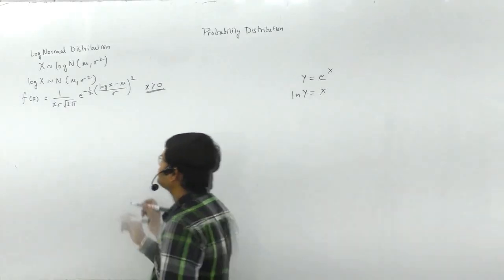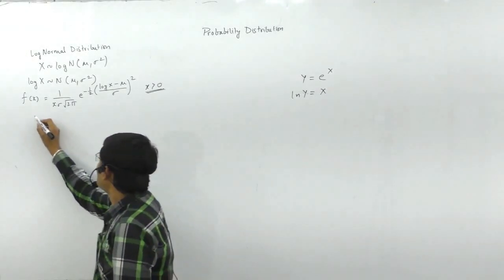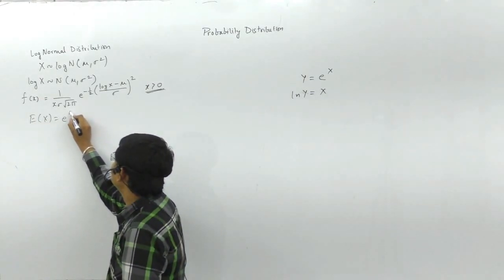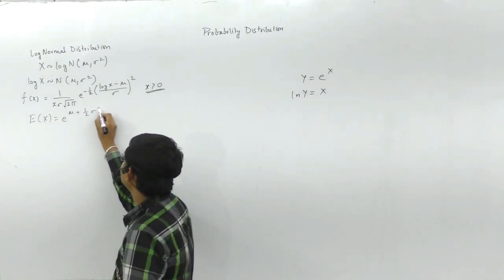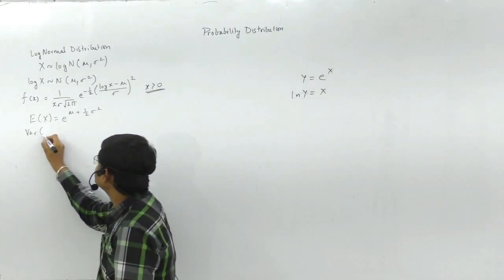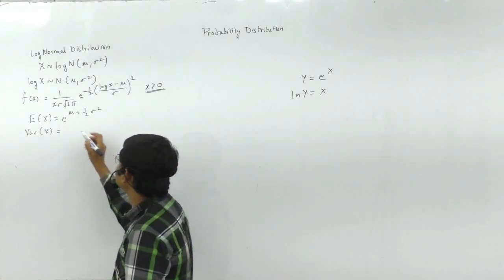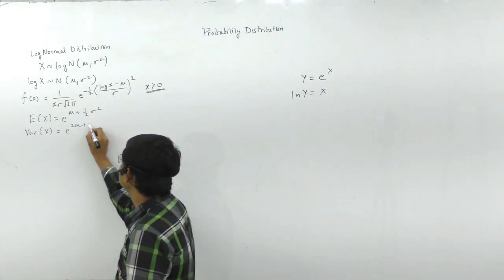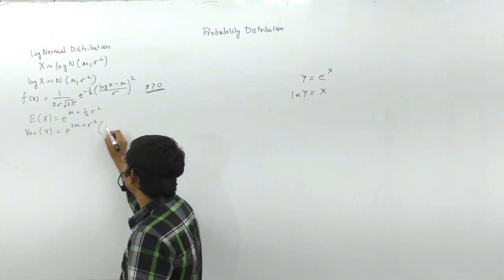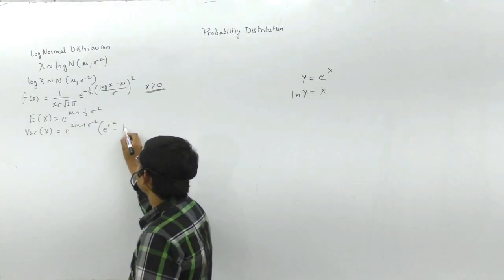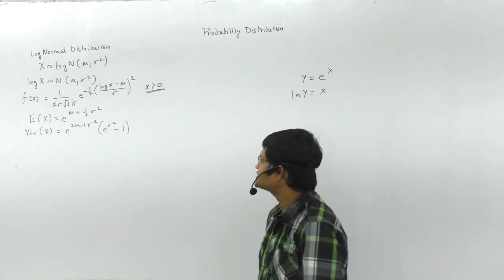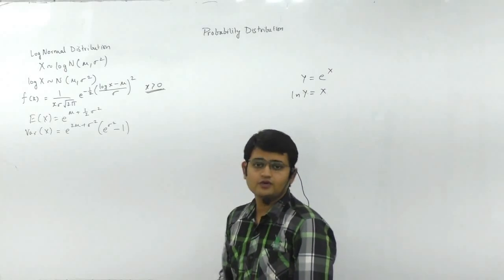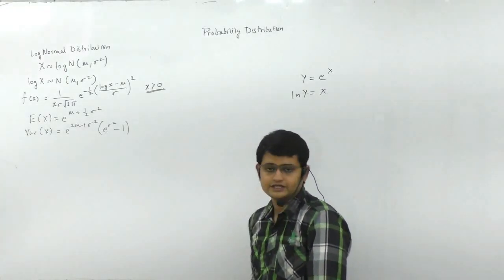The expected value of a log normal distribution is nothing but e raised to mu plus half sigma square, and the variance of a log normal distribution is e raised to 2 mu plus sigma square into e raised to sigma square minus 1. So this becomes our expected value and variance. Again, you don't have to learn these values. These are given in your table formula book on page number 14.